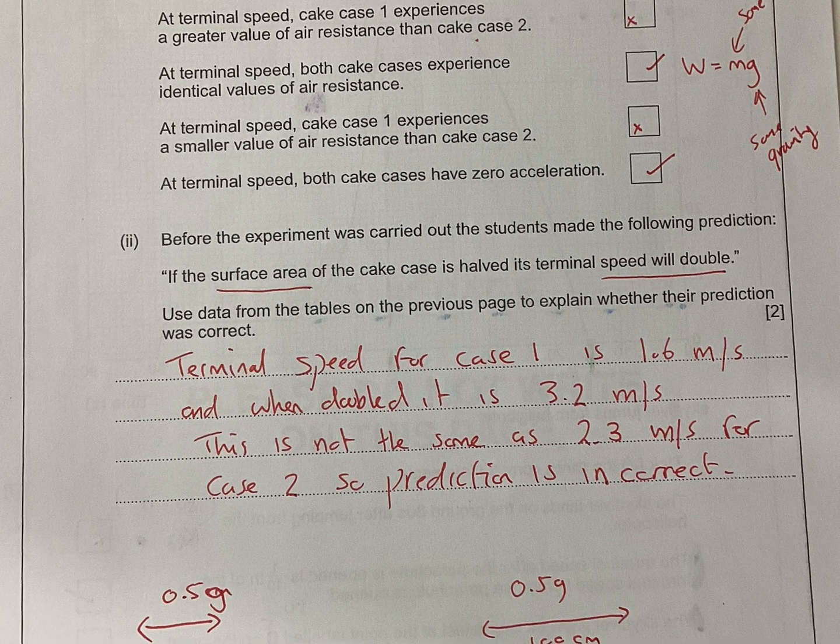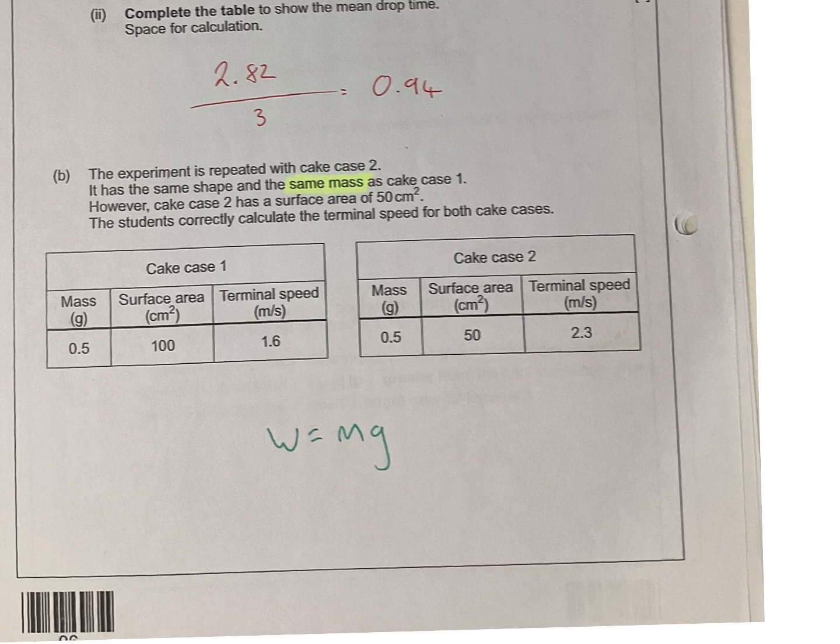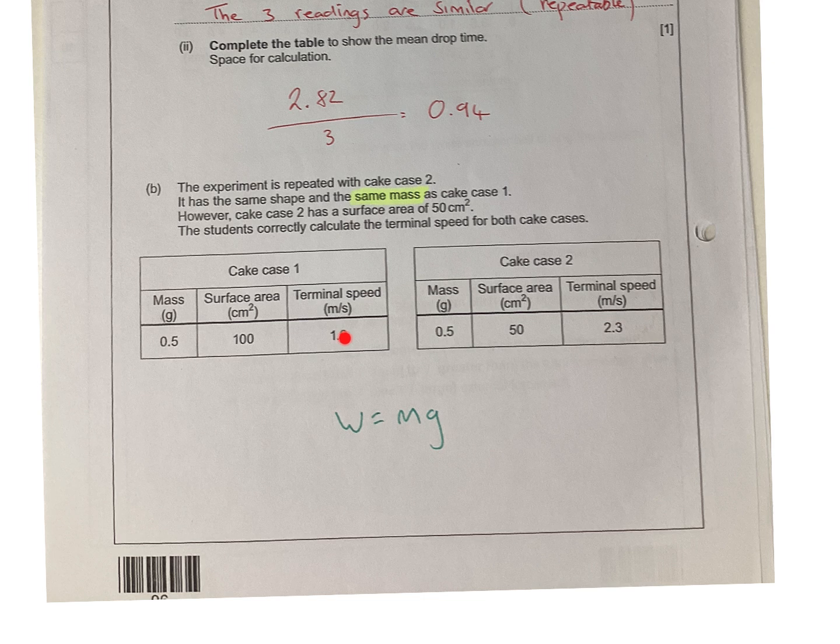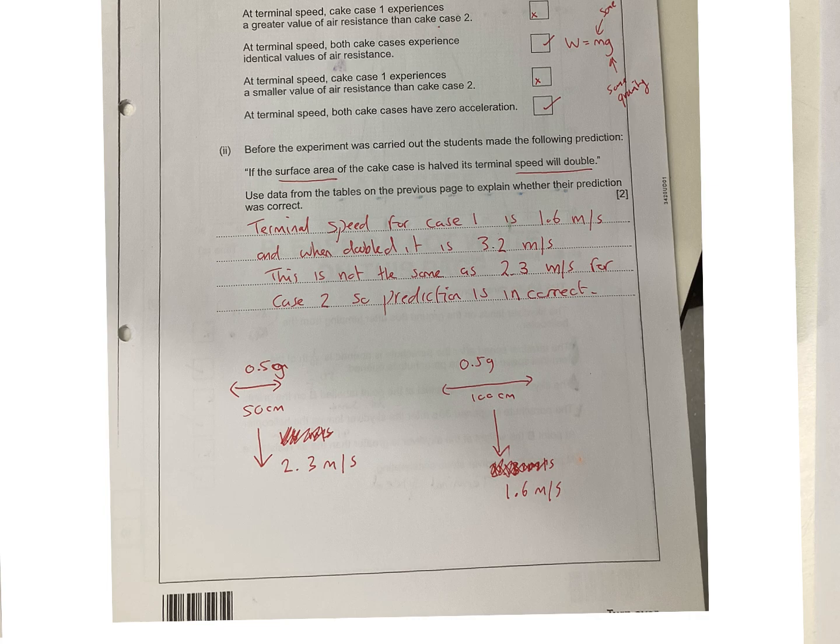Okay, if the surface area of the cake is halved, the terminal speed will double. Let's have a look if this is correct. So I've said terminal speed for case 1 is 1.6, and when we double it, it becomes 3.2 because we just times that by 2. However, that is not the same as 2.3. So what we're doing is seeing if we double this, is it the same as that? No, it's not. So the statement is incorrect on that question there.